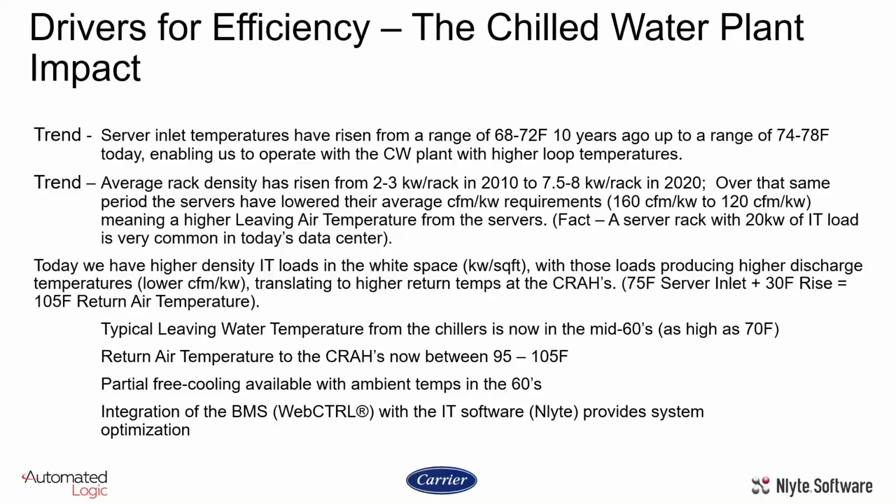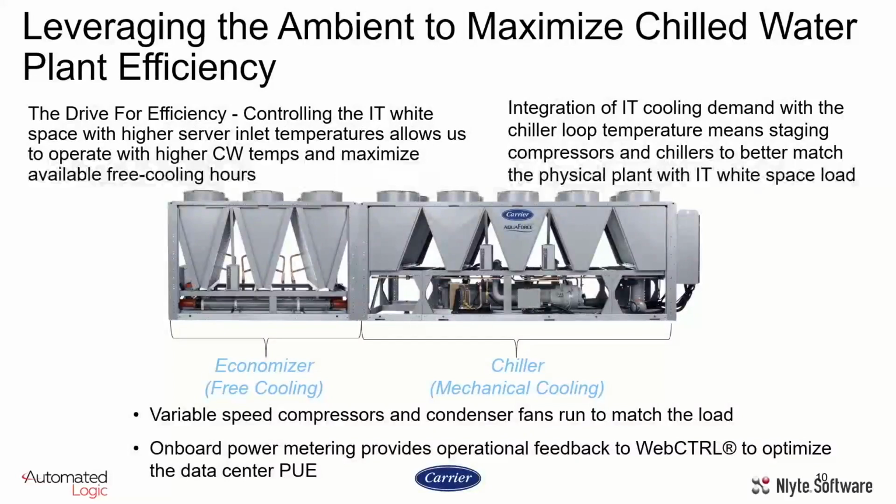So how do we leverage the ambient to maximize the chill water plant efficiency? With the 30XV air-cooled free cooling chiller, we have the ability to drive that efficiency. We just talked about how higher temperatures in the white space allow us to operate with higher chill water loop temperatures. This allows us to maximize available free cooling hours. Further efficiency is gained by integrating the IT cooling demand with the chiller operation and chill water loop temps by both staging compressors and staging chillers to better match the physical plant with the demand on the white space, the actual white space load.